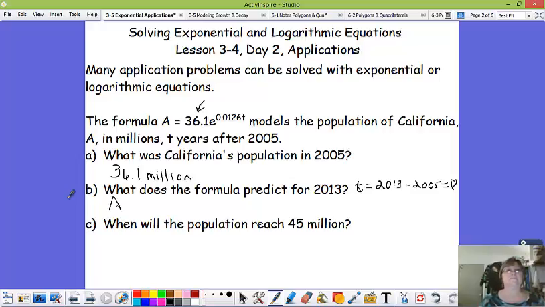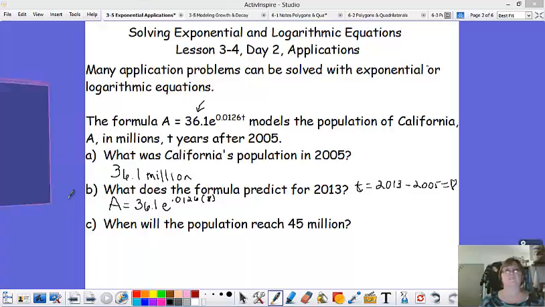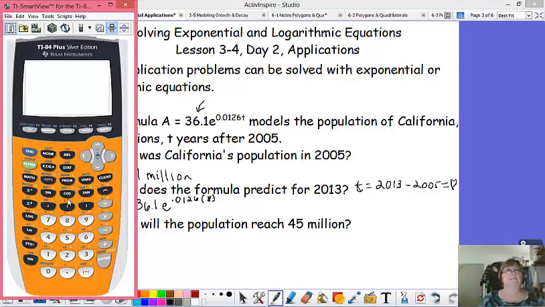What we need is to find the number of people starting with 36.1 million times e raised to, and then here comes our exponent, 0.0126, that's the growth rate, if you will, and we multiply that by the number of years that have gone by since 2005, and that would be 8 years according to what we just said. I want to get my calculator showing here, so excuse me for just a minute, and let's put that into the calculator.